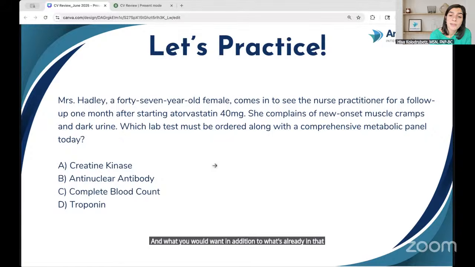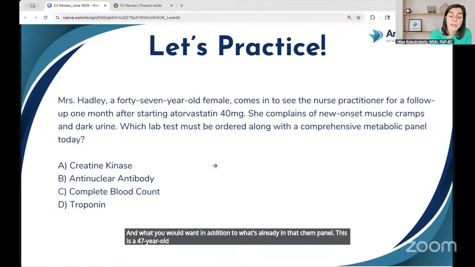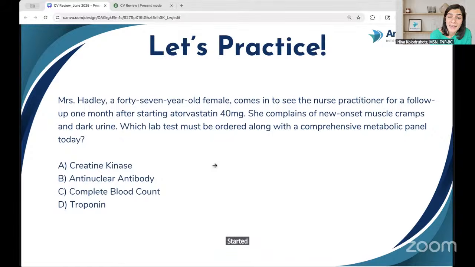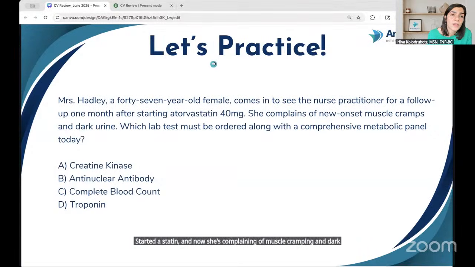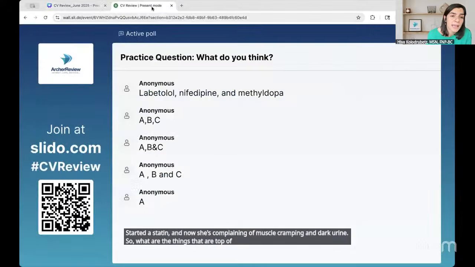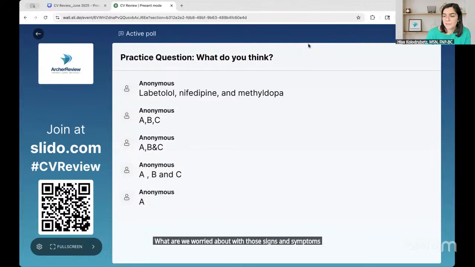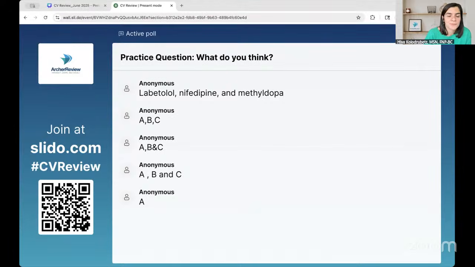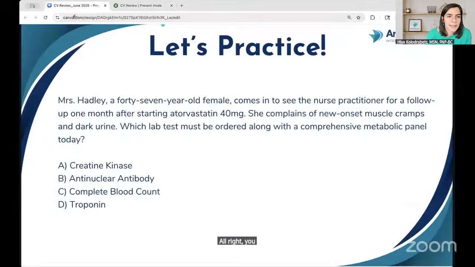This is a 47-year-old female. She's here for a 1-month follow-up, started a statin, and now she's complaining of muscle cramping and dark urine. So what are the things that are top of mind for you guys? Let me know. What are we worried about with those signs and symptoms? All right, you guys are feeling confident.